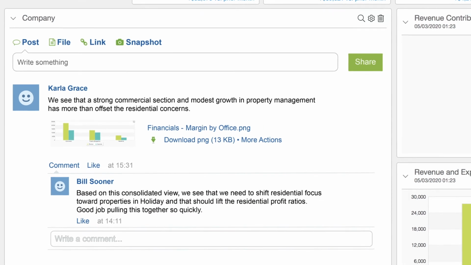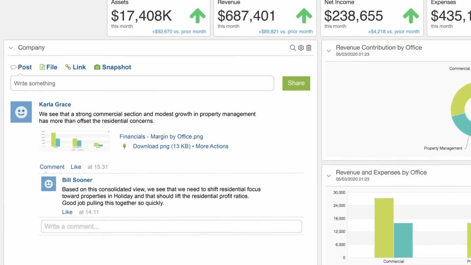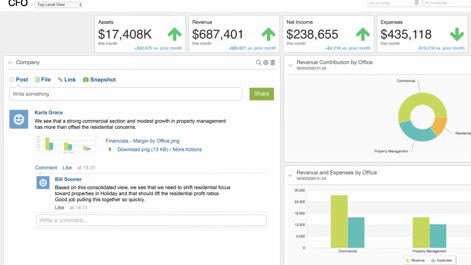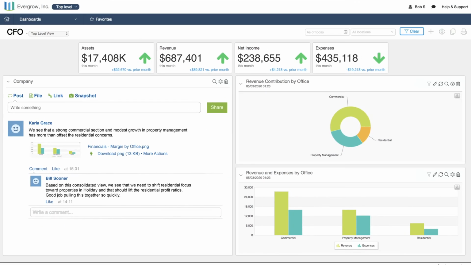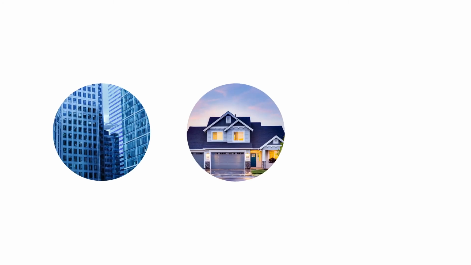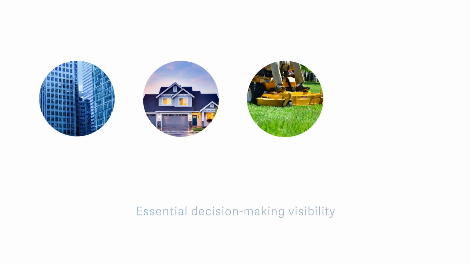A year from now, when executives are working on budgets in Sage Intacct budgeting and planning, and discussing why they shifted focus, they can replace recollection and speculation with a documented decision and audit trail. Even with offices working in one-off sales and recurring revenue, Sage Intacct provides essential decision-making visibility into the business. With dozens or even hundreds of entities, the process is the same.